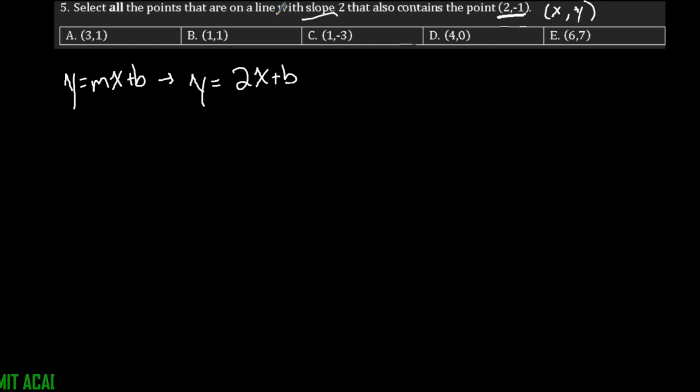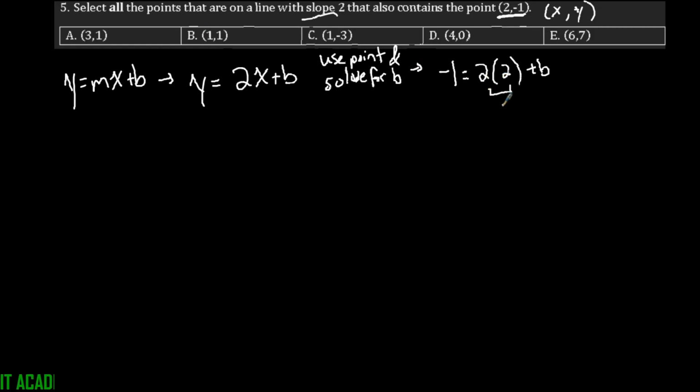And we plug that into our equation and solve for b. So we say use point and solve for b. So we say, all right, that gives us this. Negative 1 is equal to 2 times 2 plus b, because that's what we're solving for. So this is going to be 4. So we have negative 1 equals 4 plus b. And we subtract both sides, again, use those inverse operations to get b by itself.